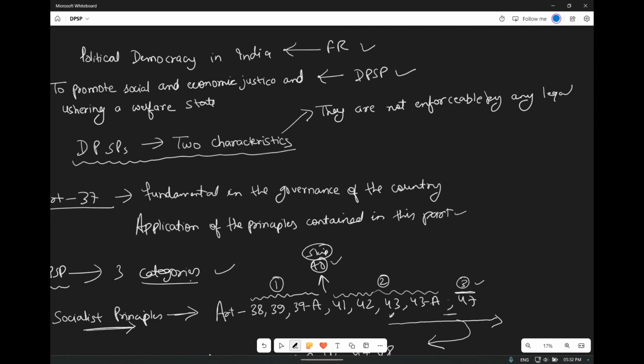Suppose your fundamental right, such as the right to equality or any fundamental right, is violated by the state, you can drag the state to the court of law. But if the DPSPs are not implemented by the state, you can't drag the state to the court, because DPSPs are not enforceable. They are not enforceable in the court of law.